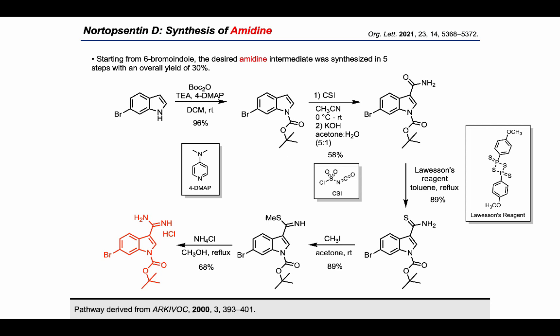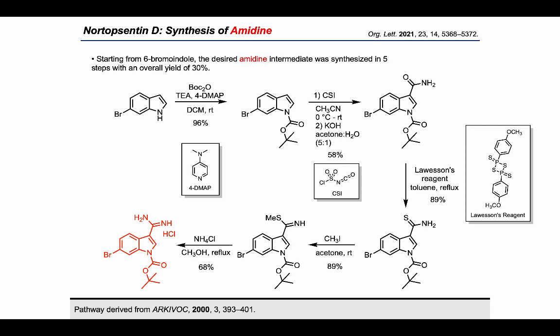Starting with 6-bromo indole, I Boc-protected the nitrogen using Boc anhydride under basic conditions. Once the nitrogen was protected, I functionalized the three position of the indole, followed by a basic aqueous workup using potassium hydroxide, which provided the desired amide in 58% yield.